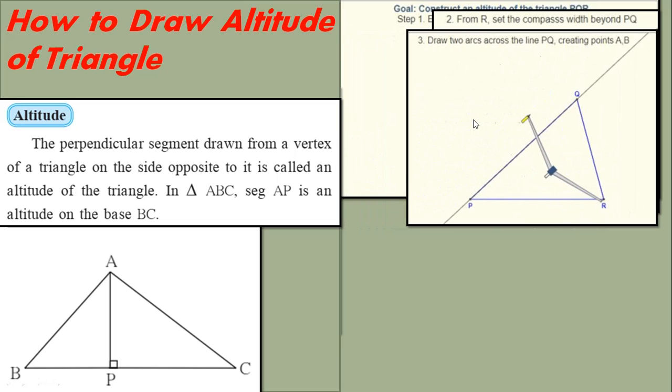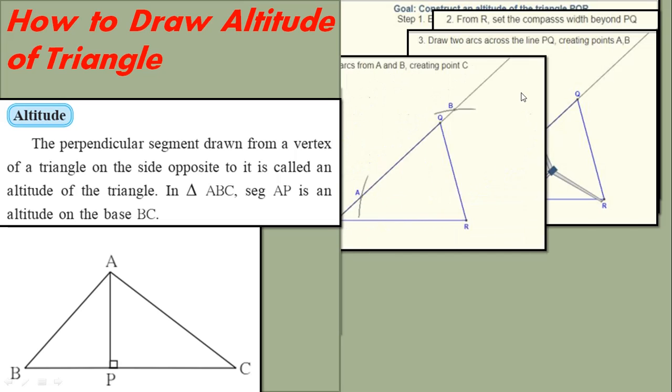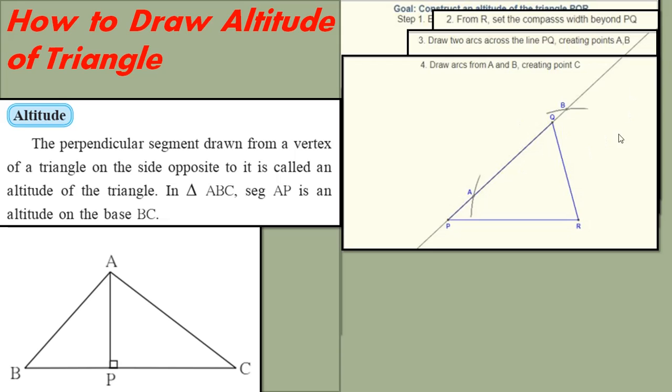Then draw two arcs across the line PQ, creating points A and B from point R. Keep one end of the compass fixed at R and take a distance which is greater than this length. Then draw an arc on line PQ, which is opposite to vertex R, making points A and B.